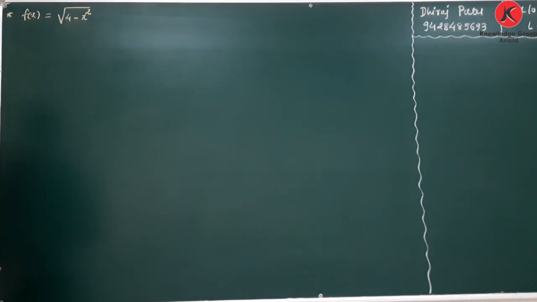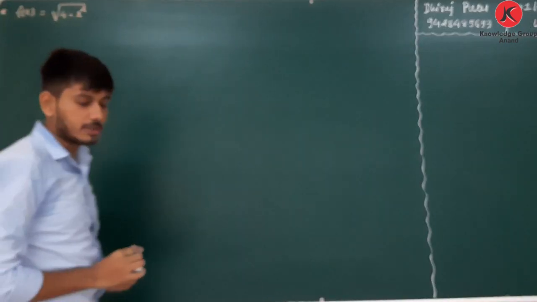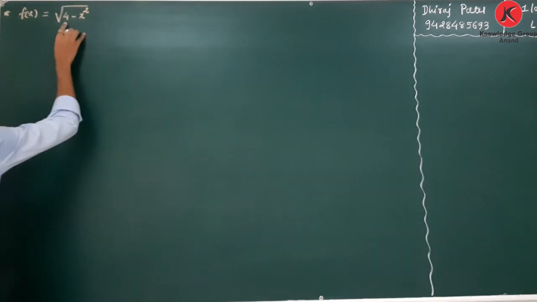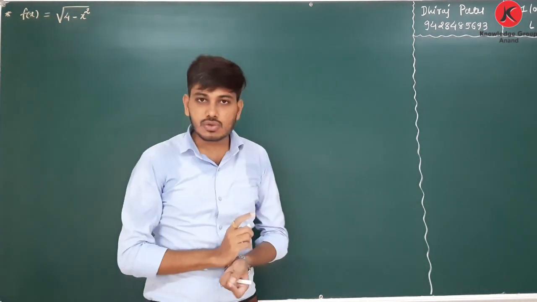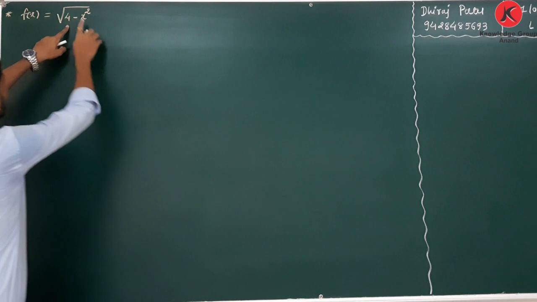Since this is an under root term, therefore we know that the term inside the square root must always be greater than equals to 0. Therefore 4 minus x square must be greater than equals to 0 for defining the function f of x. Defining the function f of x, 4 minus x square always must be greater than equals to 0.